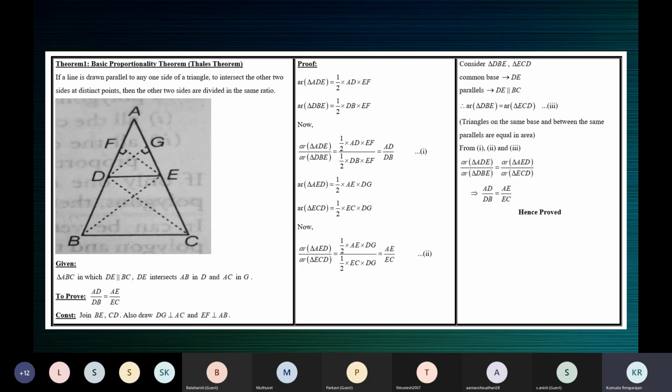Any questions, children? What were you saying, ma'am? BPT? What theorem, ma'am? This one, basic proportionality theorem, BPT. Basic B, proportionality P, and theorem T. BPT or Thales theorem.